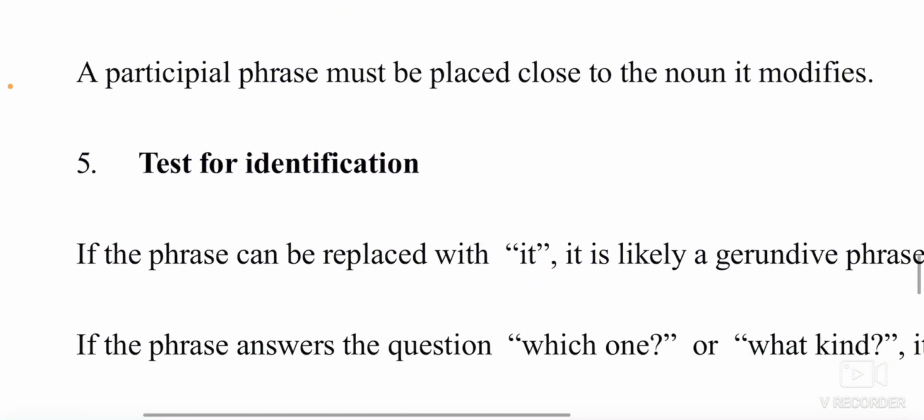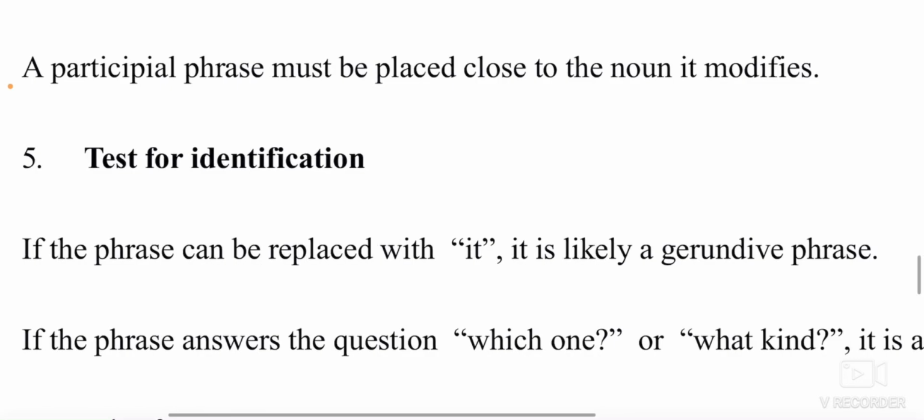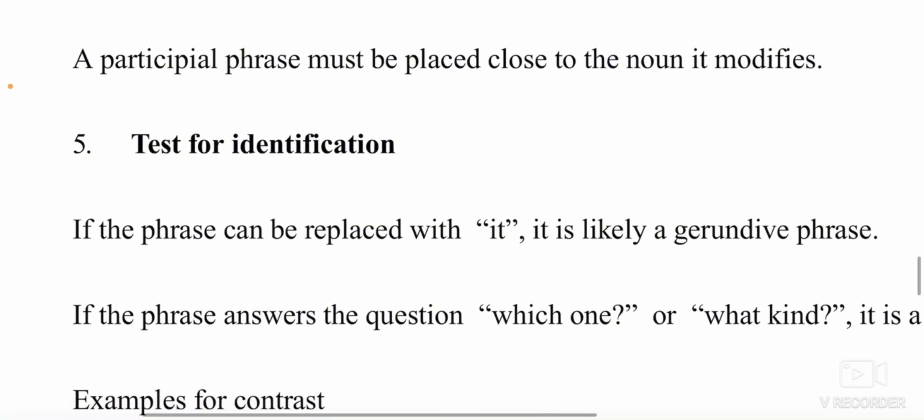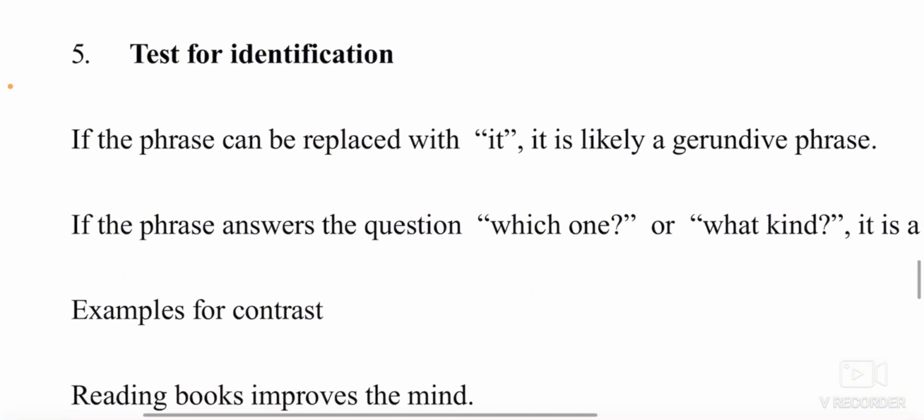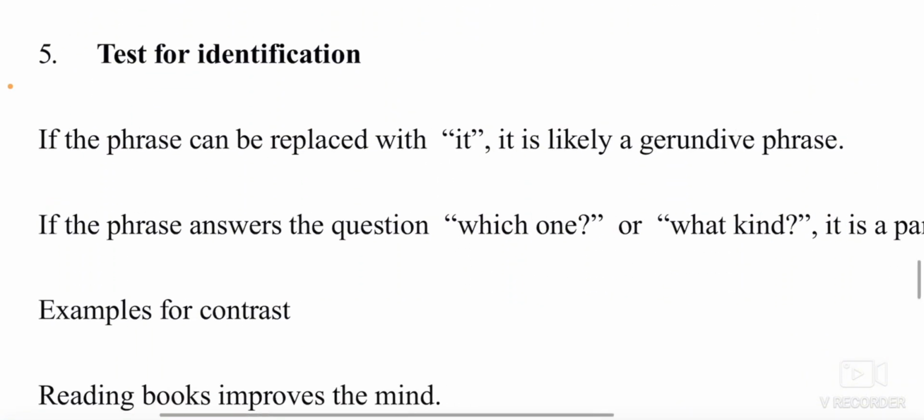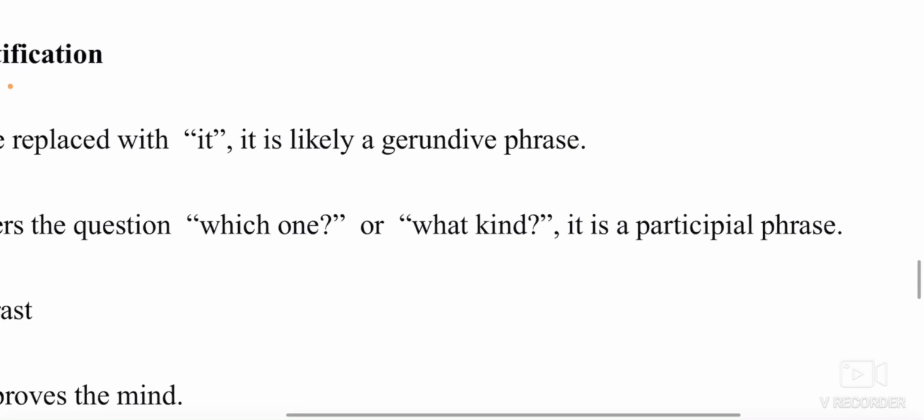Number five, now let us do a test for identification. Don't forget, while I was speaking earlier, I said that a gerundive phrase is used like a noun, and a noun can be replaced by a pronoun. That shows that a gerundive phrase should also be replaceable by a pronoun and it should still be meaningful, even having been replaced. So if the phrase can be replaced with "it", it is likely a gerundive phrase. We are going to do the test. Then number two, if the phrase answers the question "which one" or "what kind", it is a participial phrase.